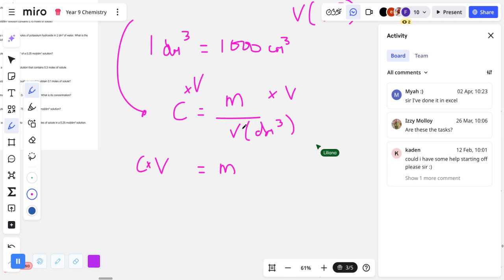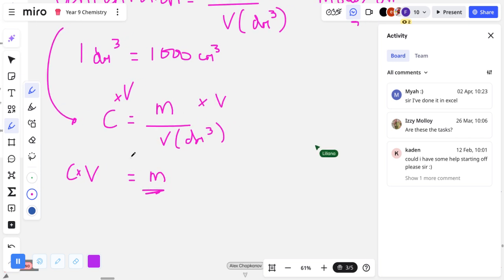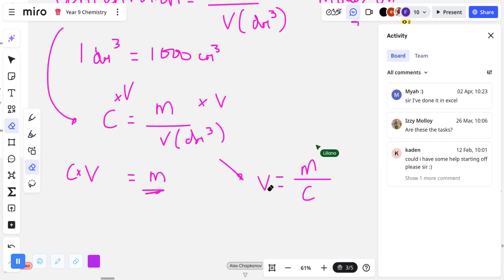If you want volume from this equation, that rearranges to volume equals moles divided by concentration. And again, this will give you volume in dm cubed. Let me just rub that out. This is volume in dm cubed, okay? All right, and that's it.